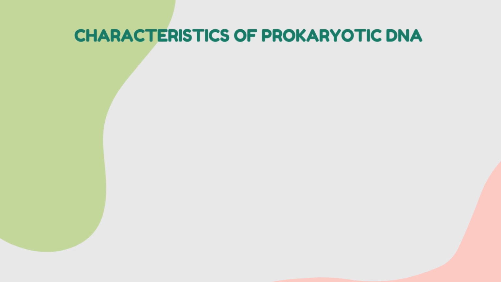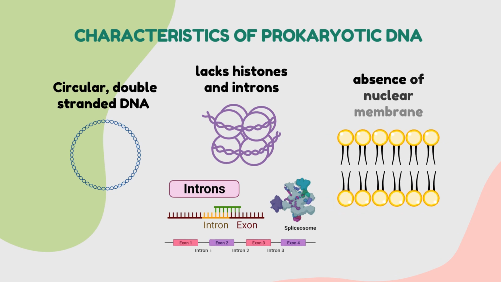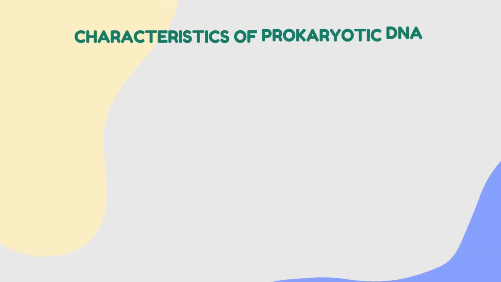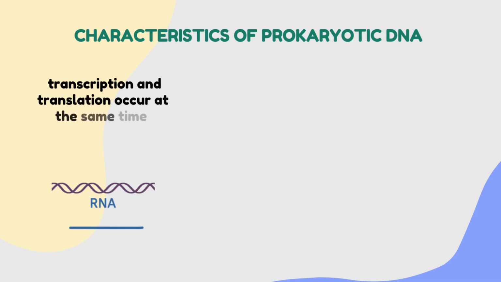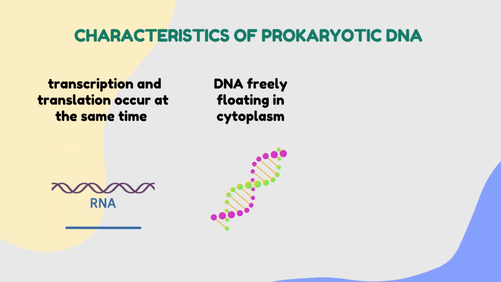Now let's proceed with the characteristics of prokaryotic DNA. Prokaryotes possess circular double-stranded DNA, lacking histones and introns, and are distinguished by the absence of a nuclear membrane. Consequently, transcription and translation can occur simultaneously, leading to a more direct and tightly controlled gene expression in prokaryotes. This is due to DNA not being separated from the translational machinery in the cytoplasm. Additionally, DNA in prokaryotes is not enclosed in a distinct compartment but is freely accessible to the cytoplasm.